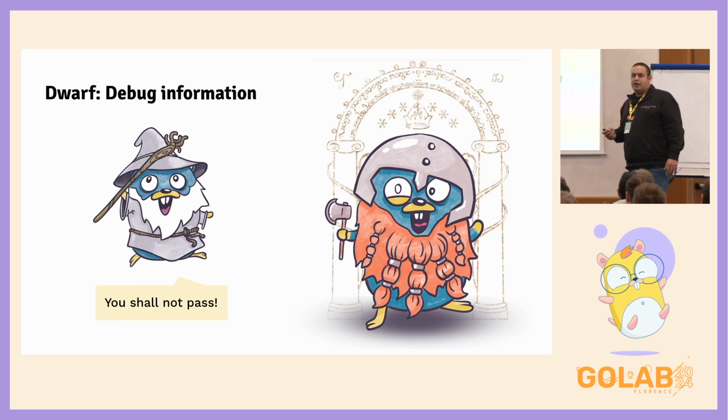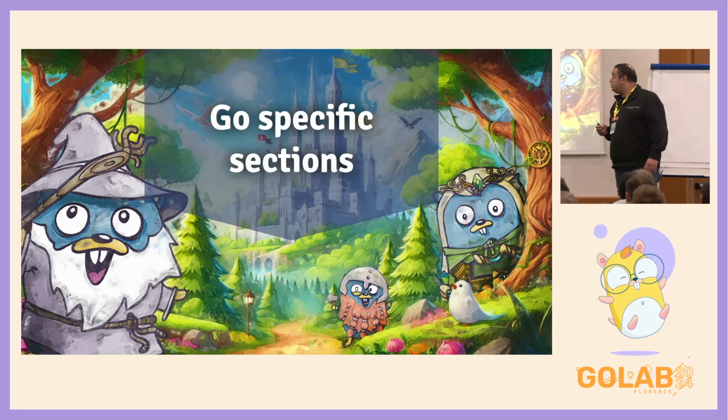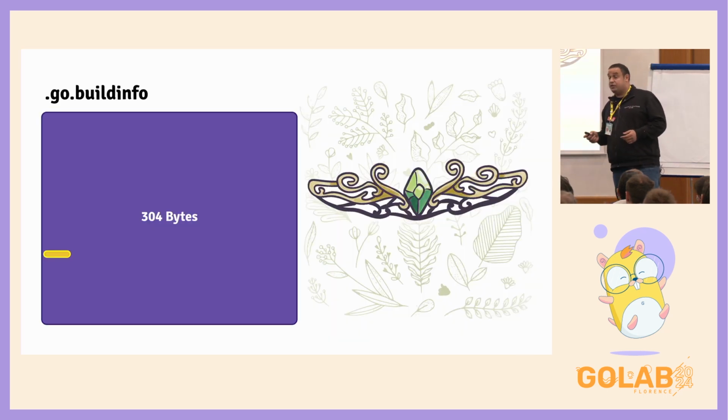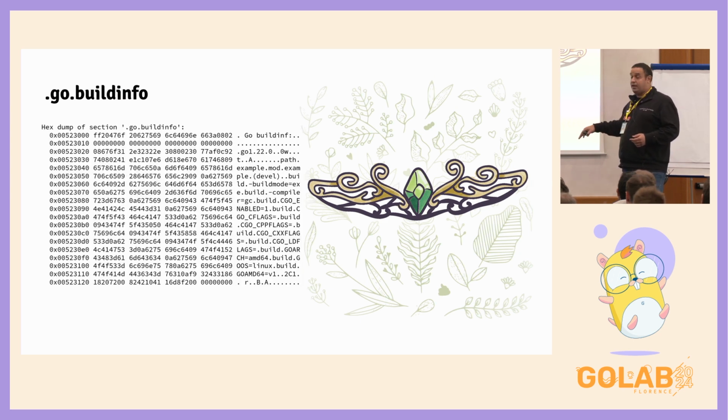But we are here at a Go conference, right? So we want to know what Go is putting in the binary. What is special about Go in the binary? So let's talk about specific sections that are included by Go and why some of them are there. One of the sections is Go build info. It's a very small section. This is the whole thing. And the Go build info is going to give you information about how the binary was built. For example, you can see here that the binary was built with CGO enabled. Okay?